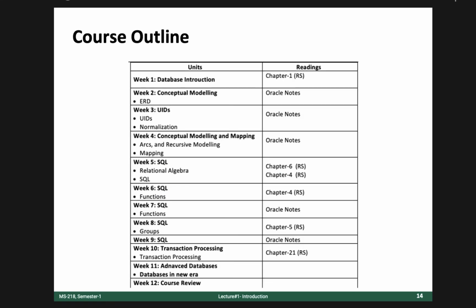So this is the course outline. This is week 1, today's lecture on database introduction.